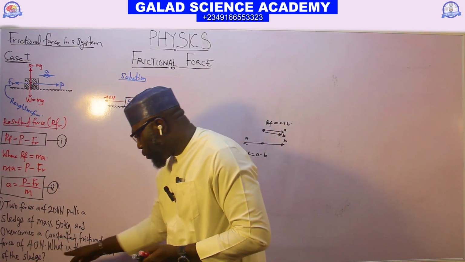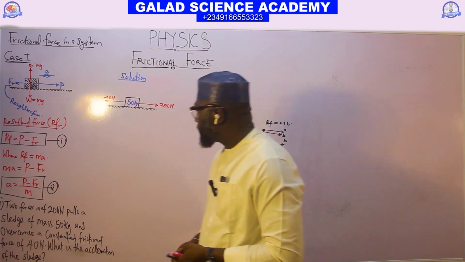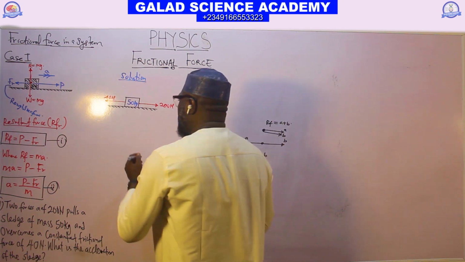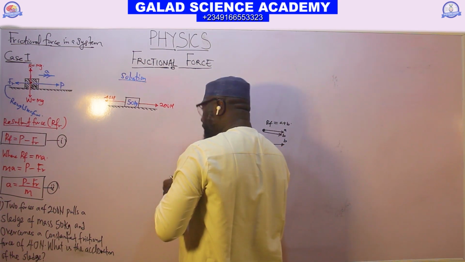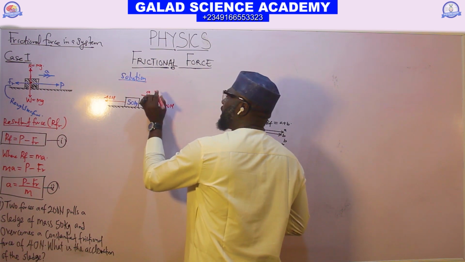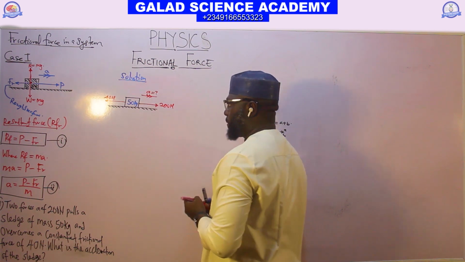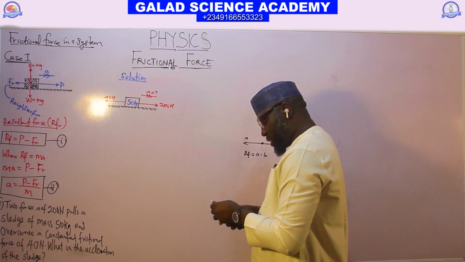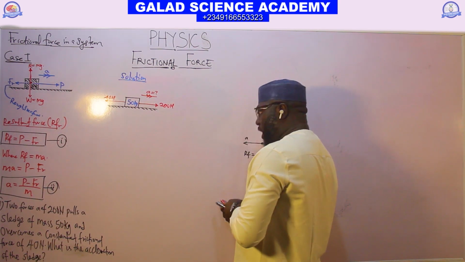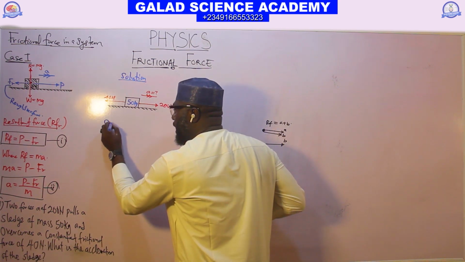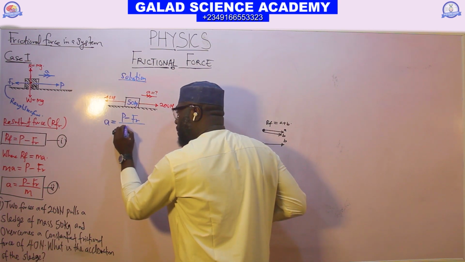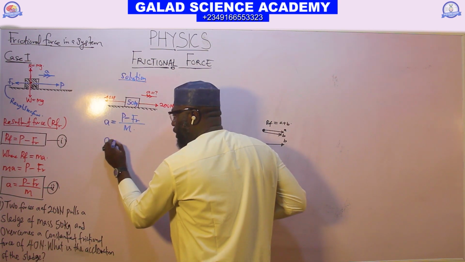You are now asked what is the acceleration of the body. Assuming the body will be moving like this, the acceleration A is unknown. So you now apply this formula. By applying the formula, we have A equal to applied force P minus frictional force over mass of the body.